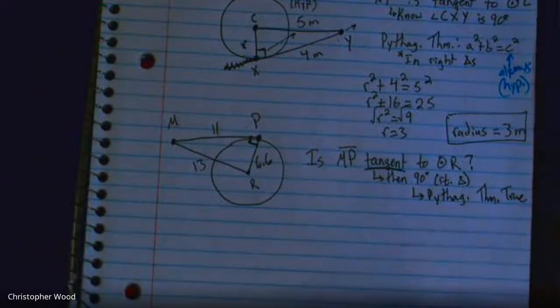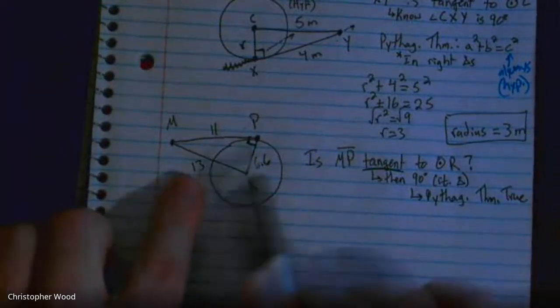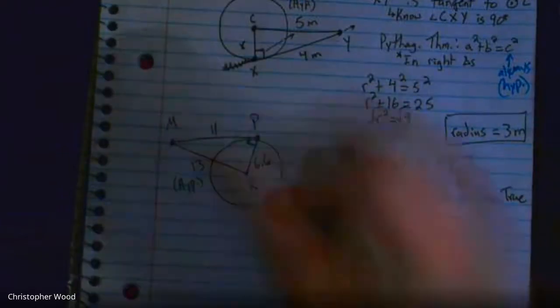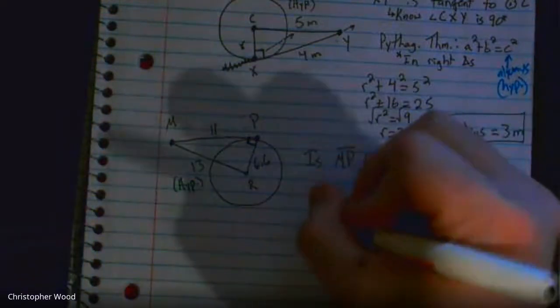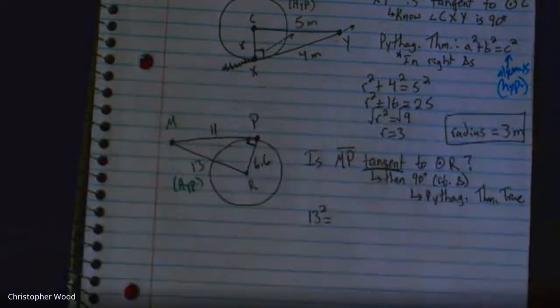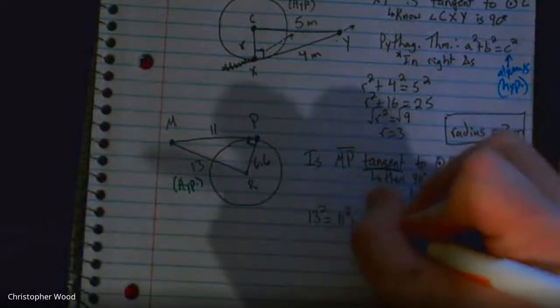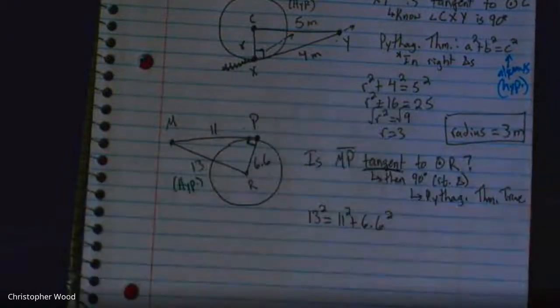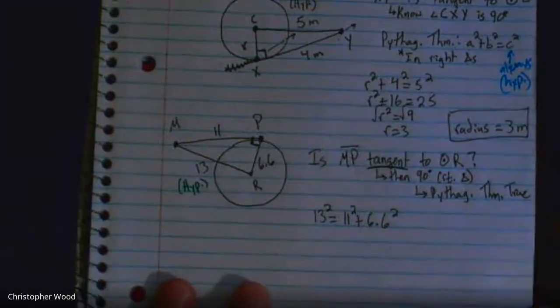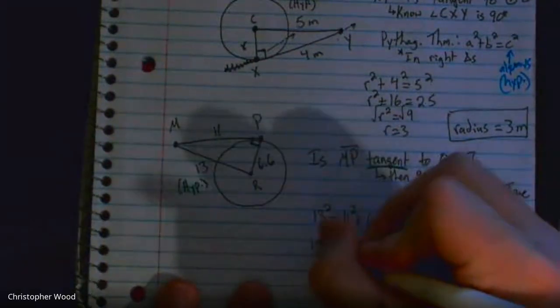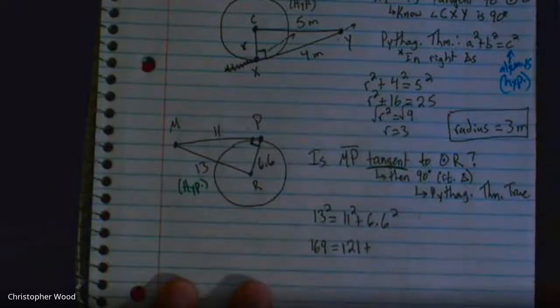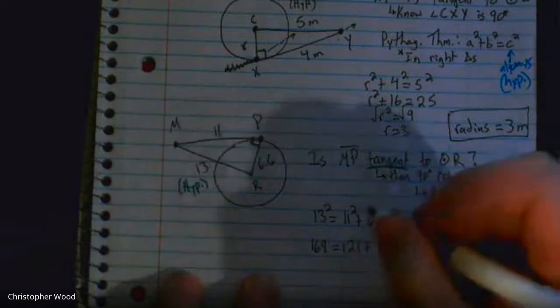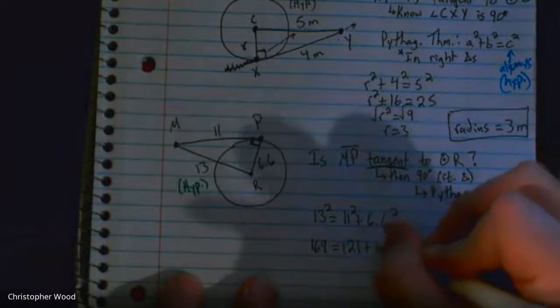So let's test it. Again, the hypotenuse is always across from the 90-degree angle. So here's my hypotenuse. It's 13. So that's my C squared, right? So 13 squared should equal the other two sides added together, 11 squared plus 6.6 squared. Do some of this math. Okay, 13 squared is 169. 11 squared is 121. 6.6 squared, you might have to do on a calculator just to get the right answer. It's 43.56.